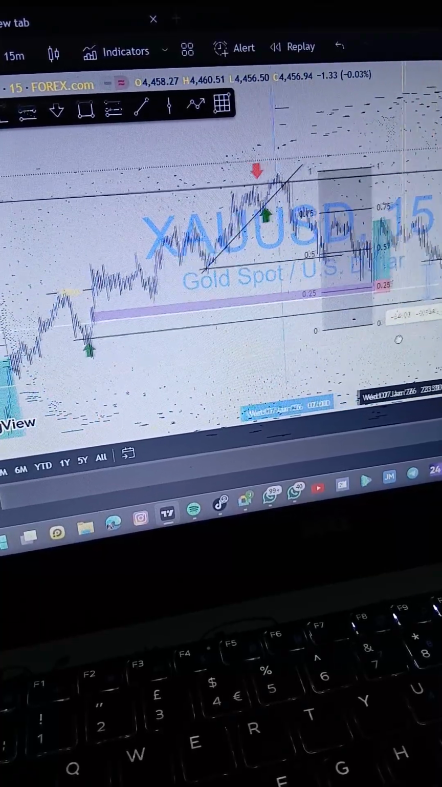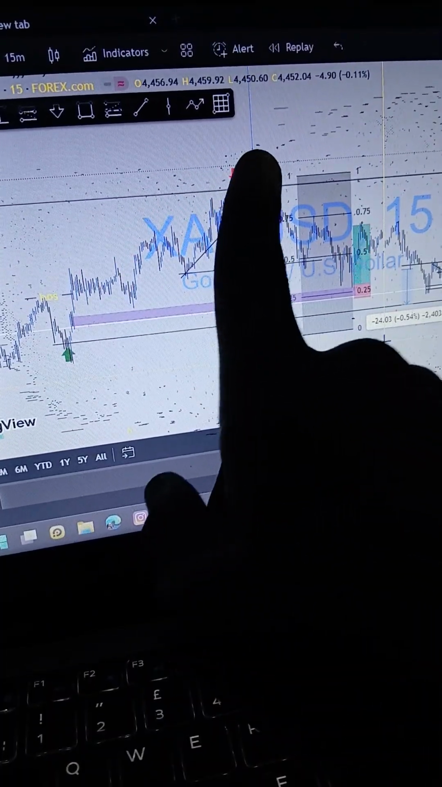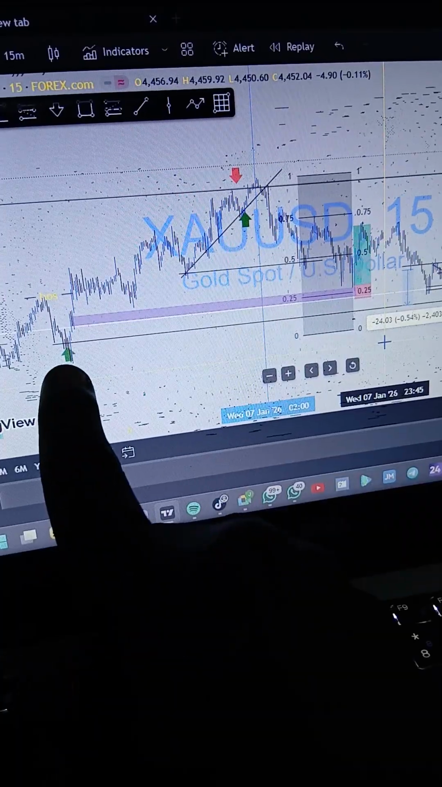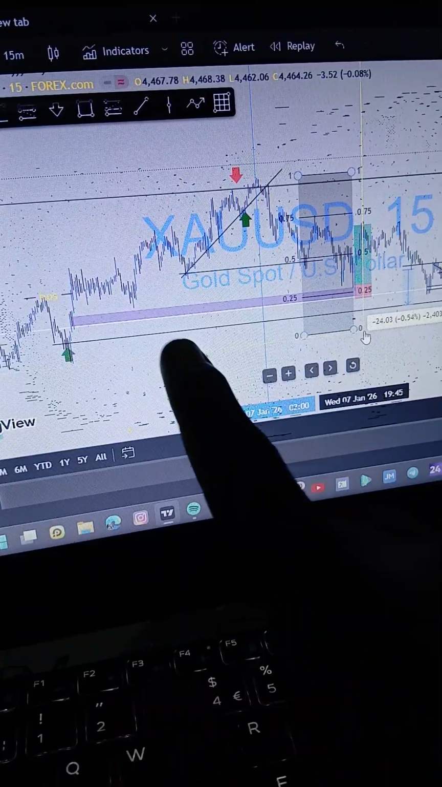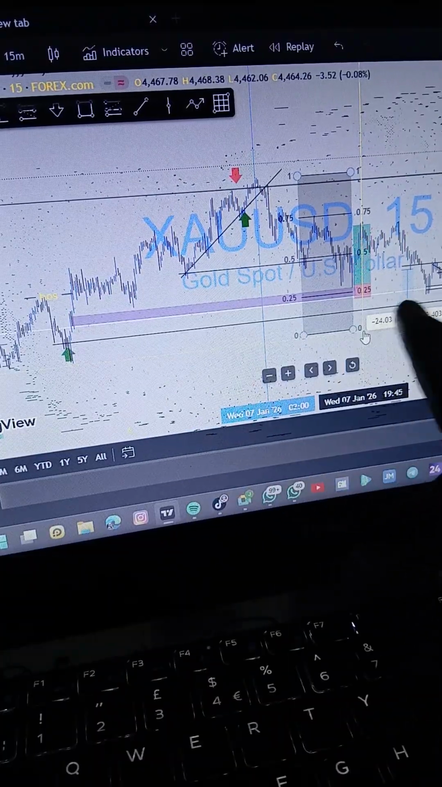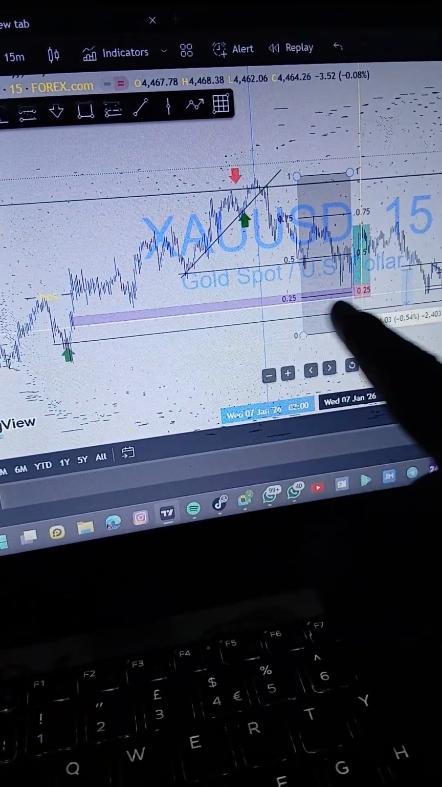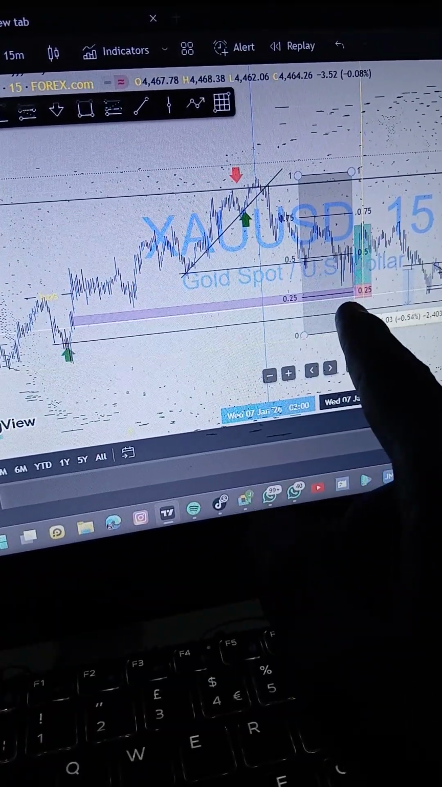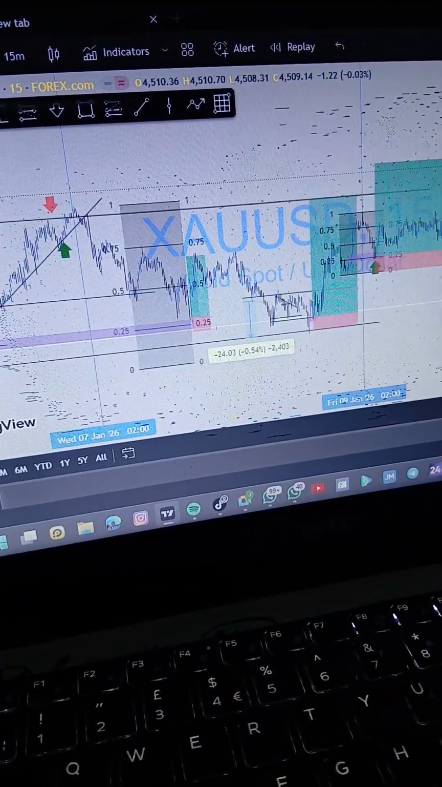Again, let me show you. I want to mark my range. My highest point is here. My lowest point is down here. So what do you do? You want to mark your 0.25 zone. You mark the zone which is lying with the 0.25 zone. You take your trade from the 0.25. So let me show you.